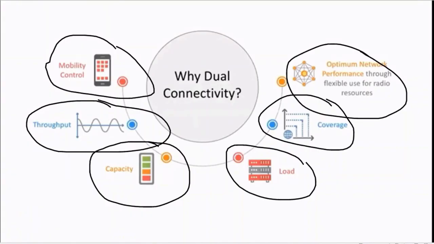So what is the gain I'm going to get, right? So these are all the different gains I'm going to get. I can get better coverage, I can get better load balancing between the base stations or the towers. Also, you can get better capacity, better throughput. Finally, we can also have better mobility control, which is nothing but your handover failures can be minimized, right? Our handover success rate can be increased. So these are all the interesting things, right? So these are the benefits when we talk about dual connectivity.